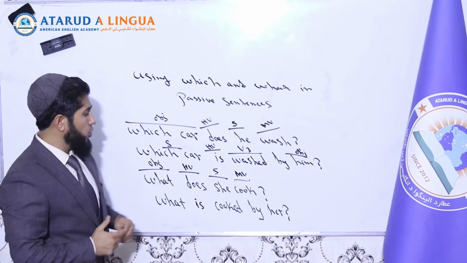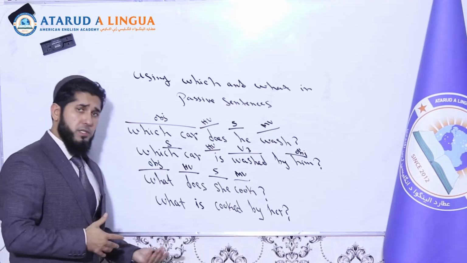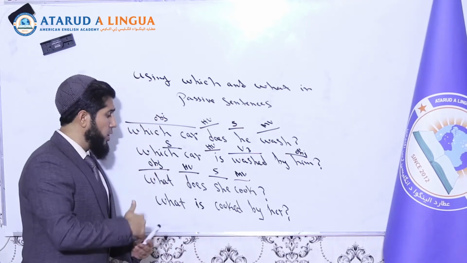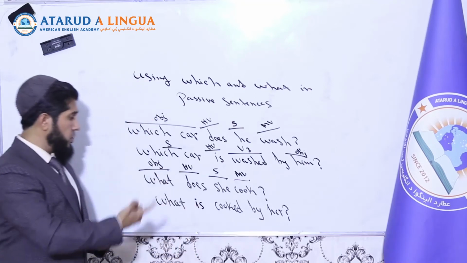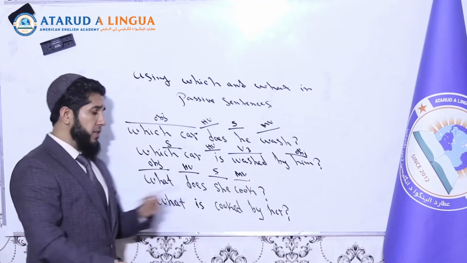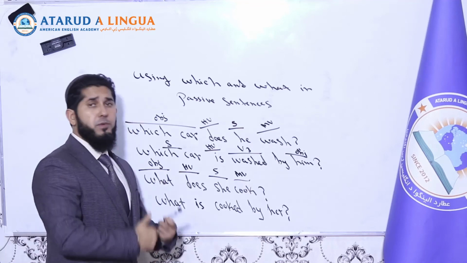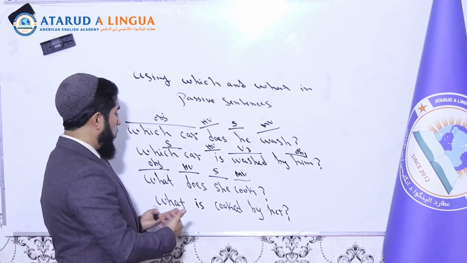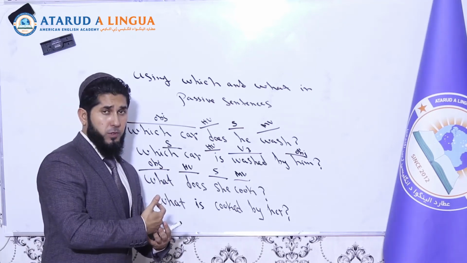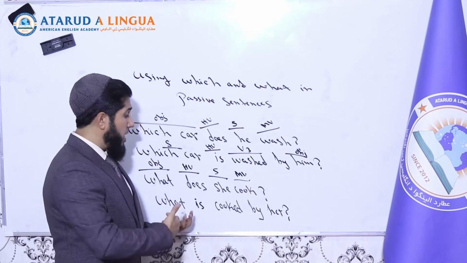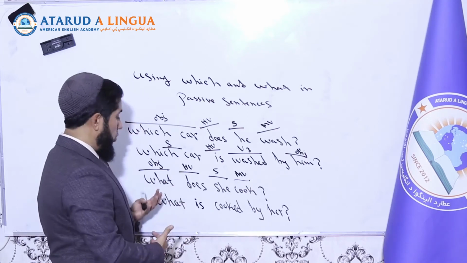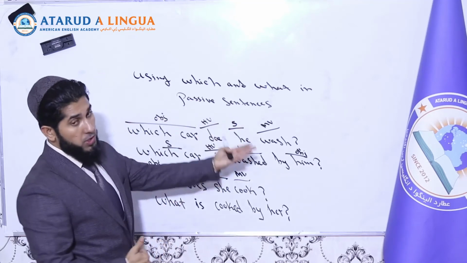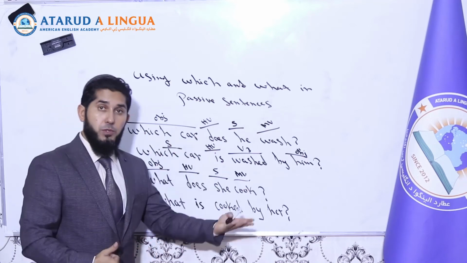So what does she cook? What is cooked by her? Now it is simple present tense. In simple past tense, it would be what did she cook? And the passive form would be what was cooked by her. In simple future tense, it would be what will she cook? And the passive form would be what will be cooked by her. In present continuous tense, it would be what is she cooking? And what is being cooked by her? Okay, what was she cooking and what was being cooked by her? And what will she be cooking and what will be being cooked by her?